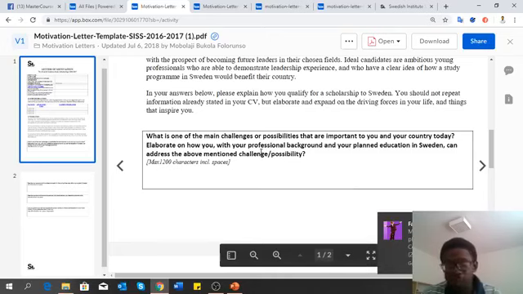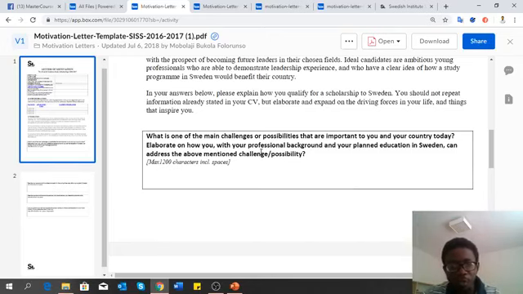So they are saying that, from your professional experience, from your work experience, and from your planned education in Sweden, how do you plan to address this? What are you going to do? What are those things you plan to do to address this problem in your country? There are different things they're asking here.